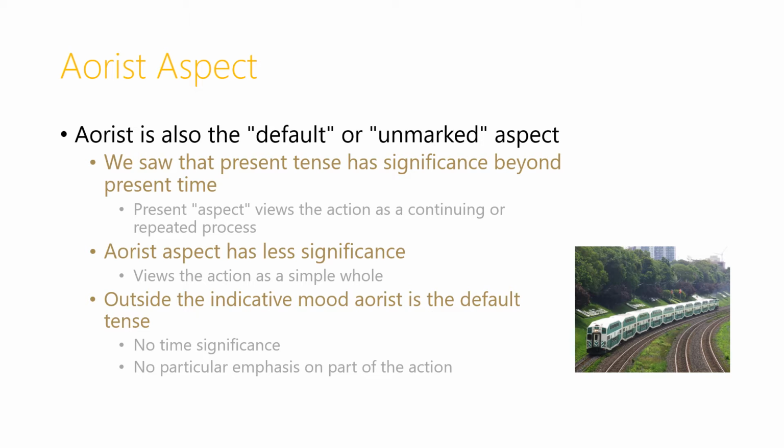Outside the indicative mood, then, the aorist is actually the default tense, not the present tense. Once we get outside the indicative mood, so with infinitives and imperatives, for example, there's no time significance. So the past time implication is only true with the aorist tense in the indicative mood. In other moods, there's no time significance to the aorist, and again, the aorist aspect doesn't put any particular emphasis on one part of the action. So that makes it a good default for expressing yourself if you're using an infinitive or an imperative.